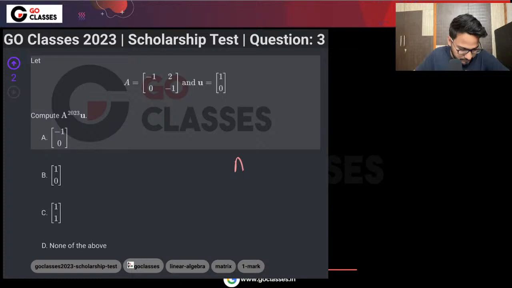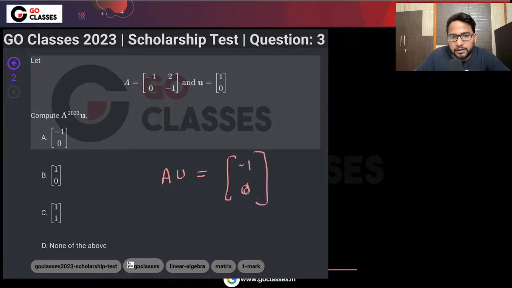See here, if you just multiply A and U, then you can easily observe you are just taking the first column, I mean 1 into this and 0 into this, which means it will be A into U if you just multiply using the shortcut that we have discussed. This is -1 and 0, right? Now, if you do one more time, if you multiply again A to this, then what will the answer be?